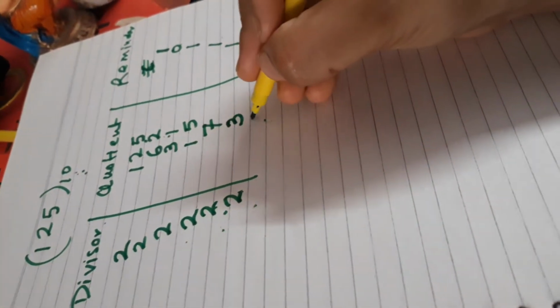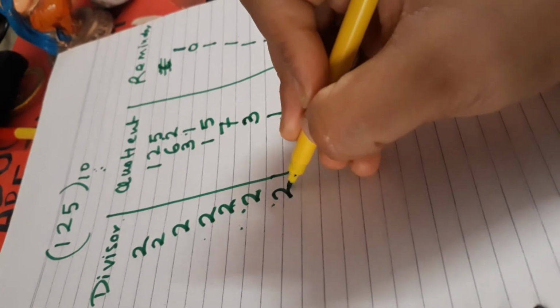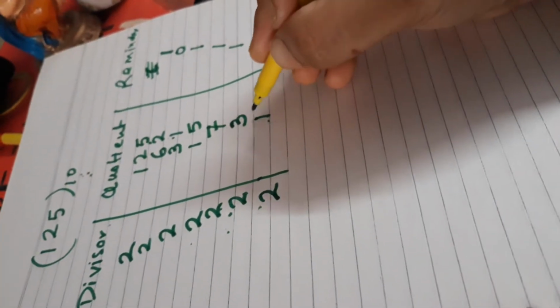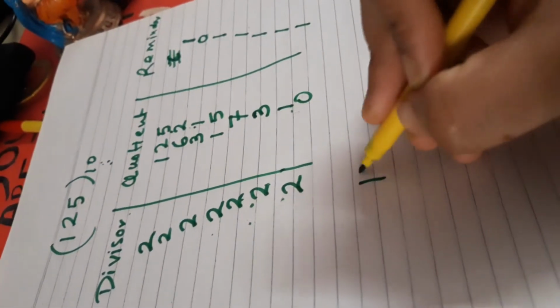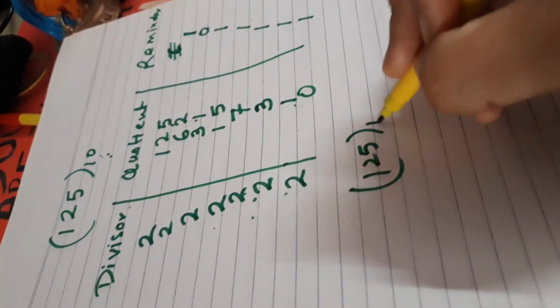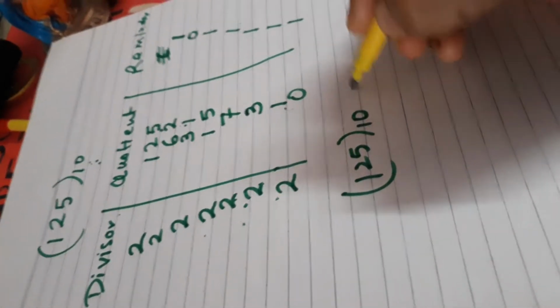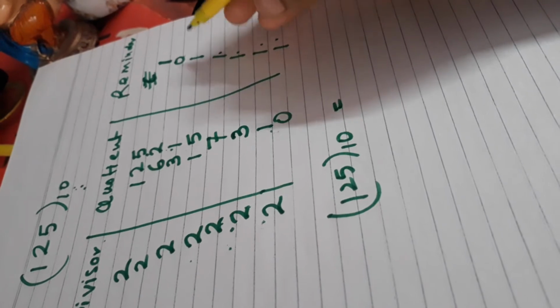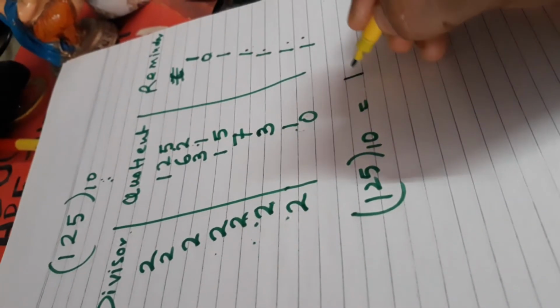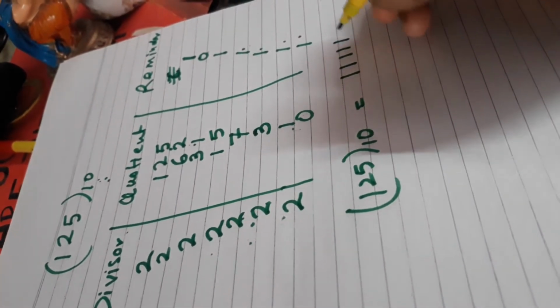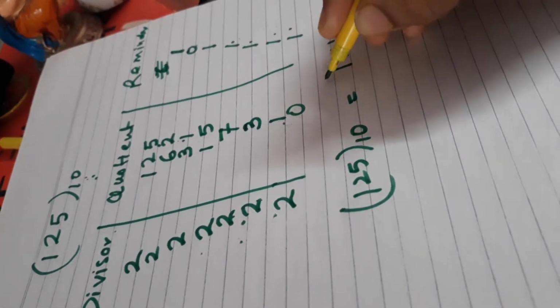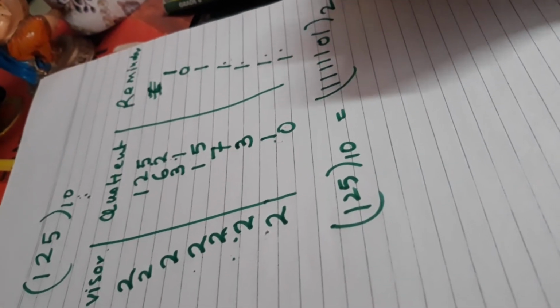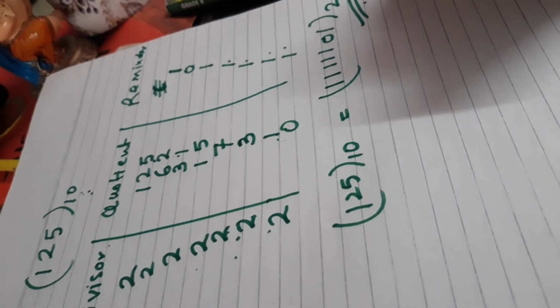Again 2 1s are 2, remainder is 1. Again we will try to divide it by 2, so this would be 0 and 1. So now what is the binary number of 125? It would be 1 1 1 1 1 0 1, five times 1, then 0 1, base 2. So this would be the answer.